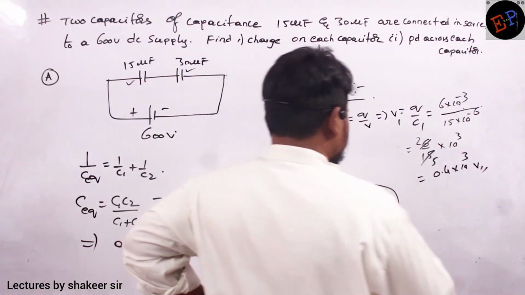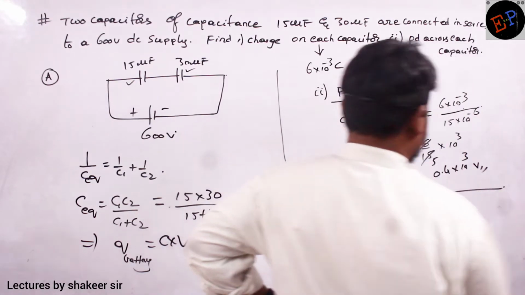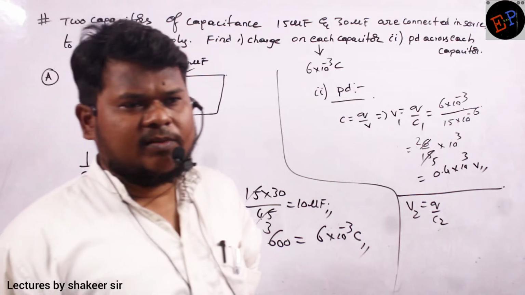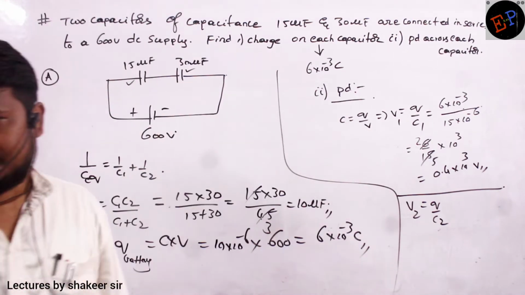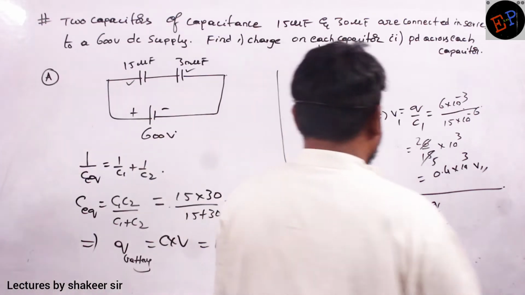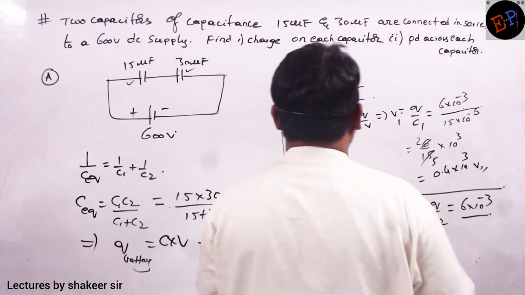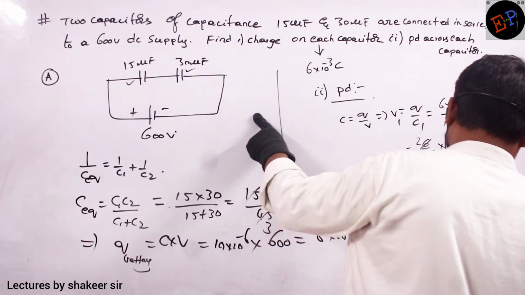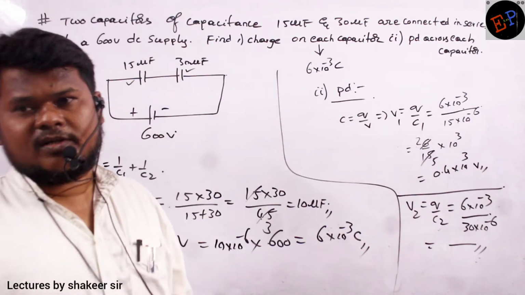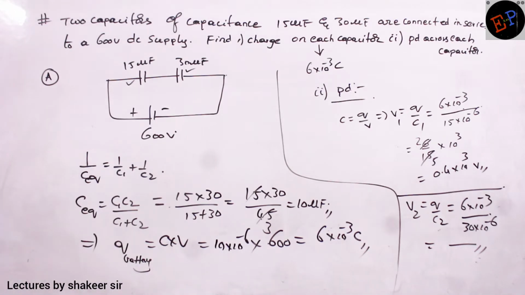Potential on the second capacitor also you can calculate by the same method. V2 is equal to Q by C2. Charge on every plate is the same. Charge on the first plate is Q, charge on the second plate is also Q. So Q by C2 is 6 into 10 power minus 3 divided by C2. The capacitance of the second one is 30 into 10 power minus 6. So just do this calculation. That is the potential on the second capacitor: 0.2 into 10 power 3 volts.